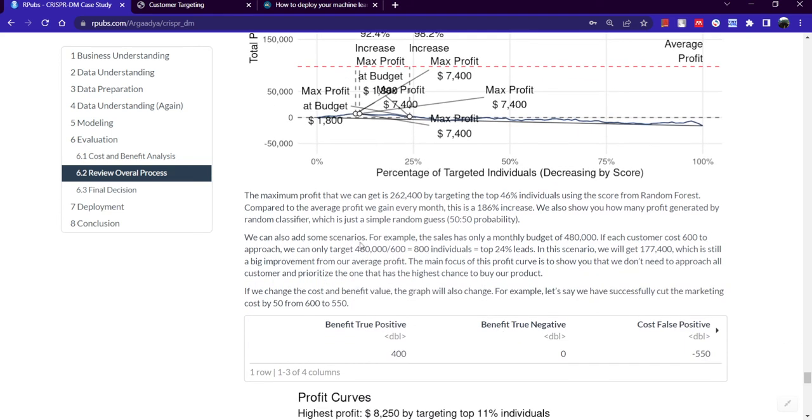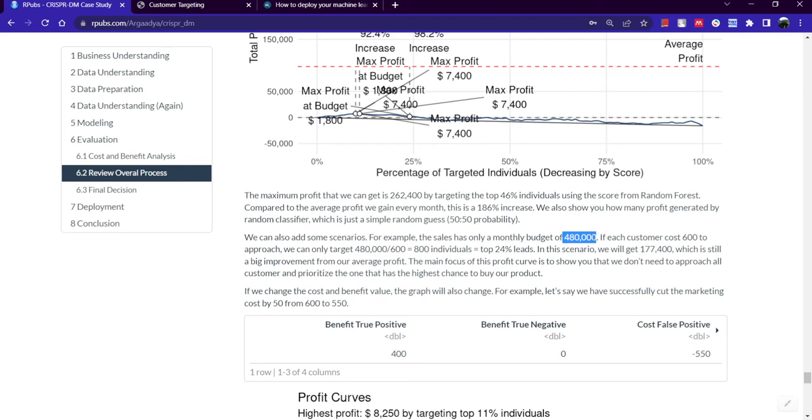We can also add some scenario, for example. So now we may check back based on the business understanding. The sales has only monthly budget, this amount. Based on this, then we can decide how much percentage we need to approach, right? Because again, we're not going to approach all the customers, of course not.